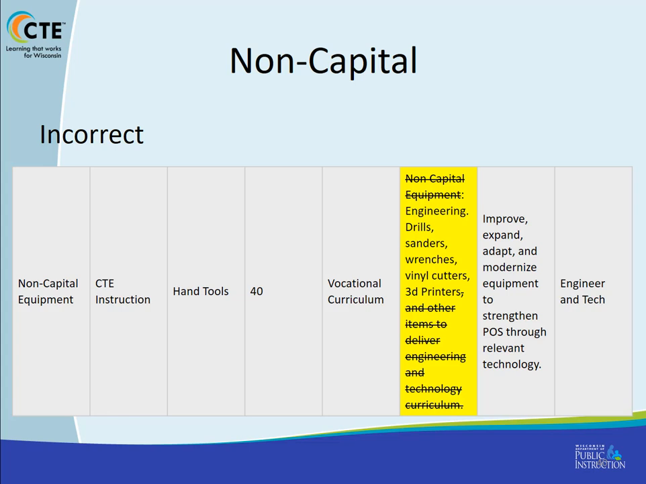In this example, all we need to know is what hand tools are being purchased for the engineering and technology in order to improve, expand, and modernize equipment. The fact that the number of hand tools is indicated is also correct, and we like to see that.